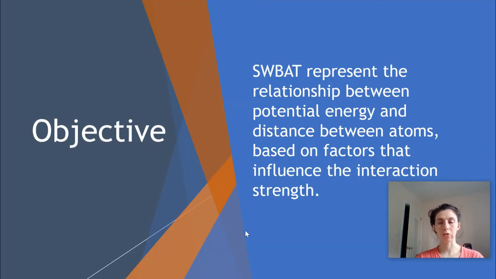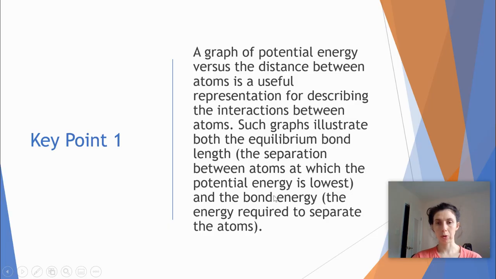The objective today is 2.2. Students will be able to represent the relationship between potential energy and distance between atoms based on factors that influence the interaction strength. So we're looking at potential energy, distance between atoms, and factors that influence that strength of attraction between atoms.